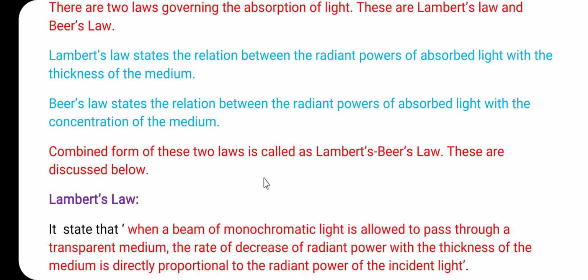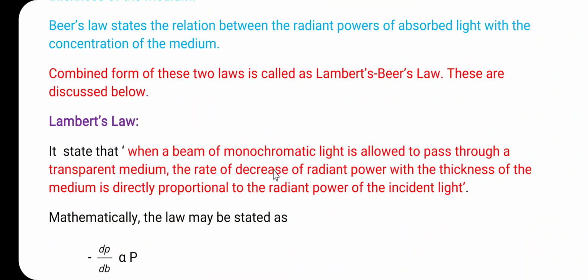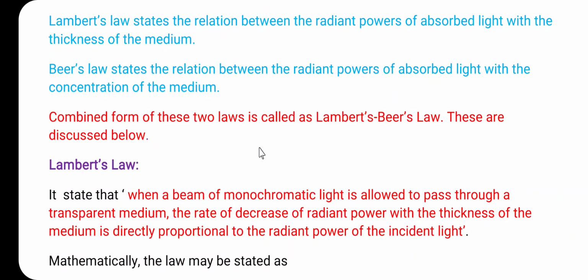Friends, let us consider them one by one. First of all, Lambert's law, second is Beer's law, and the third is the combined law, that is the Lambert-Beer law. Lambert's law gives the relation between the radiant power of the absorbed light and the thickness of the medium.